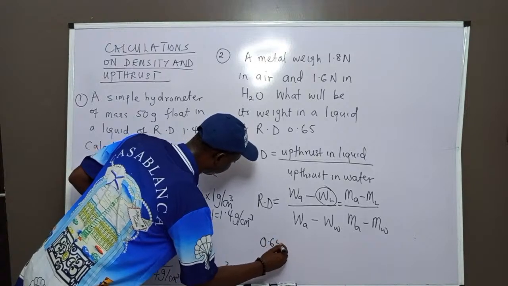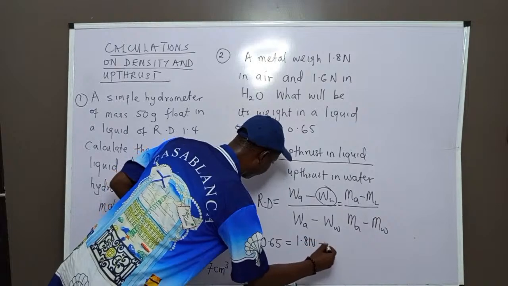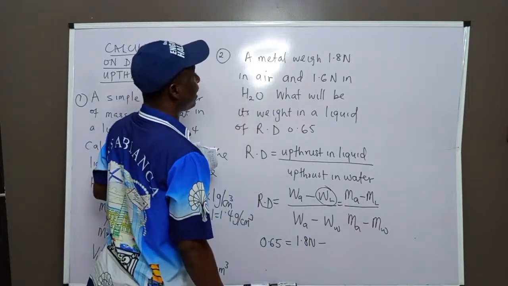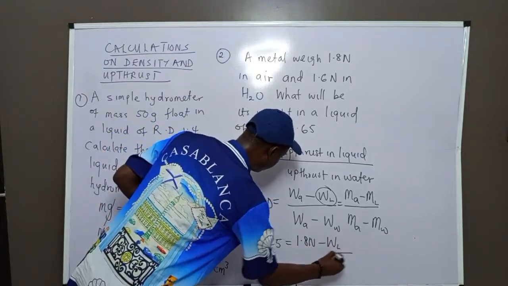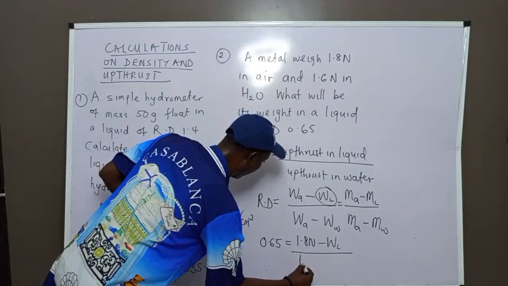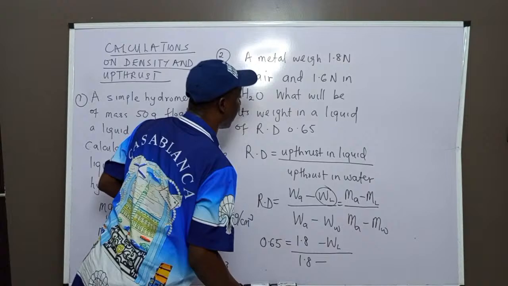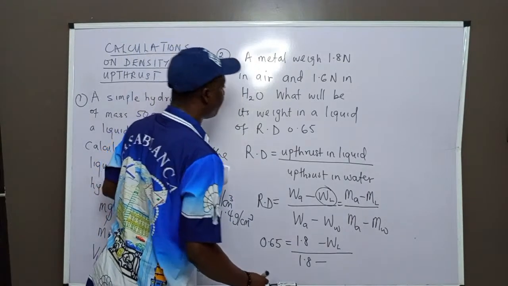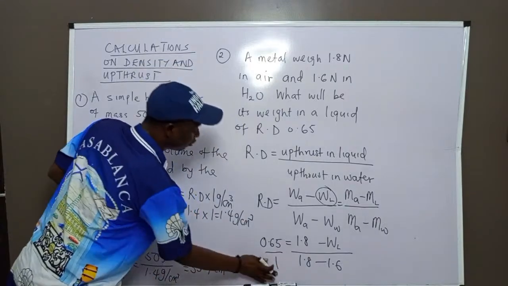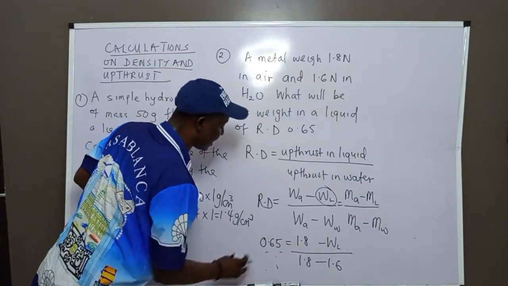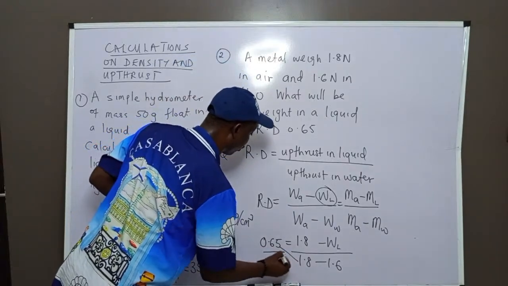0.65 is equal to what? What is weight in air? 1.8 Newton minus, what about weight in water or in liquid, unknown. What about weight in air again? 1.8 minus, what about weight in water? We are given 1.6. Then what we are going to do is to play with it. Don't forget that 0.65 is actually what we cross multiply with what we have here.